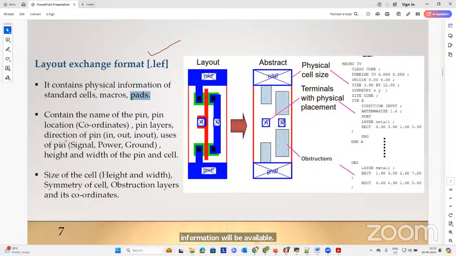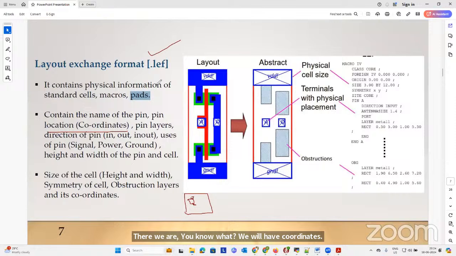And LEF files also have the location coordinates where we are placing cells in our core area. So this will have coordinates. I'll show you when I am doing the design on the tool. Pin layer information: we have some pins, each D pin, clock pin, and all those pins. This pin layer information we'll also have in the .lef file. And the direction of the pins, whether it is an input pin, output pin, or in-out pin. And the pin configuration like signal pin, power pin, ground pin.